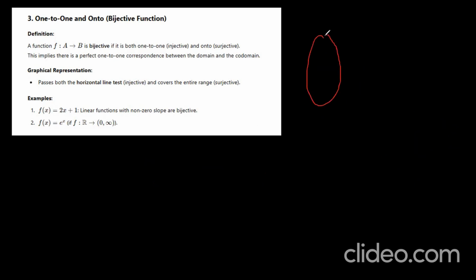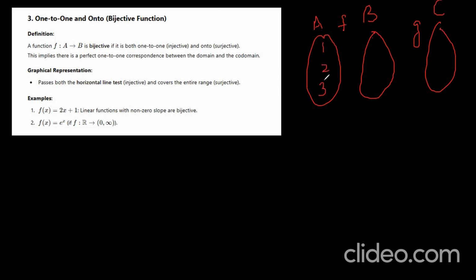Let me take one example. These are the sets A, B, and C; three sets we need, because this is F and this is G. Sets 1, 2, 3, then P, Q, R, S, then A, B, C. Take 1 to P, and P to C. Next, 2 to Q, Q to A. 3 to R, R to B. And S to C also, one more you add.